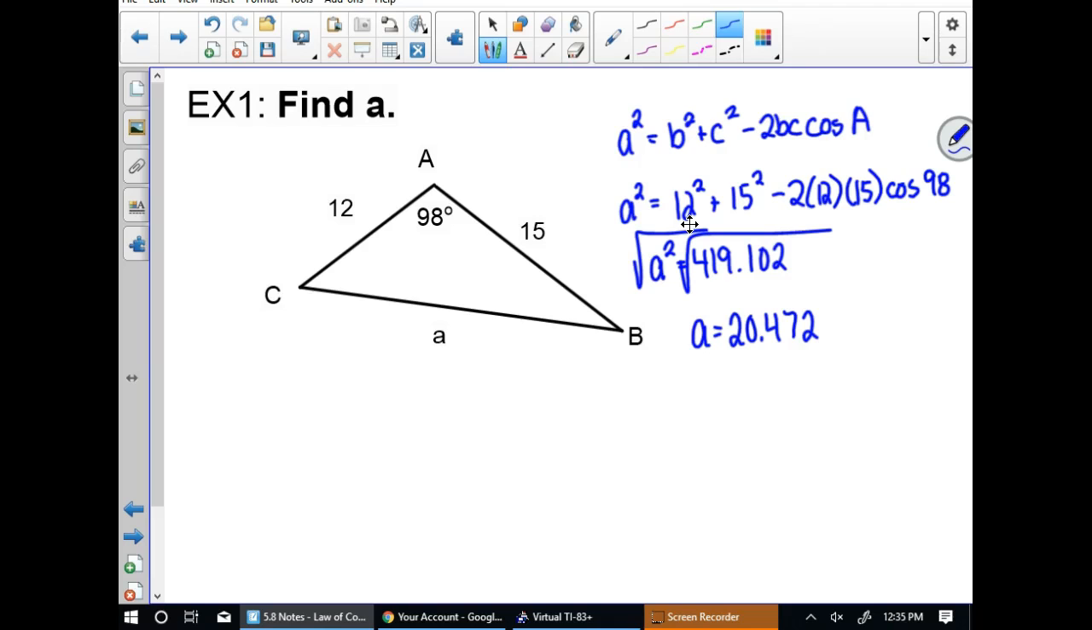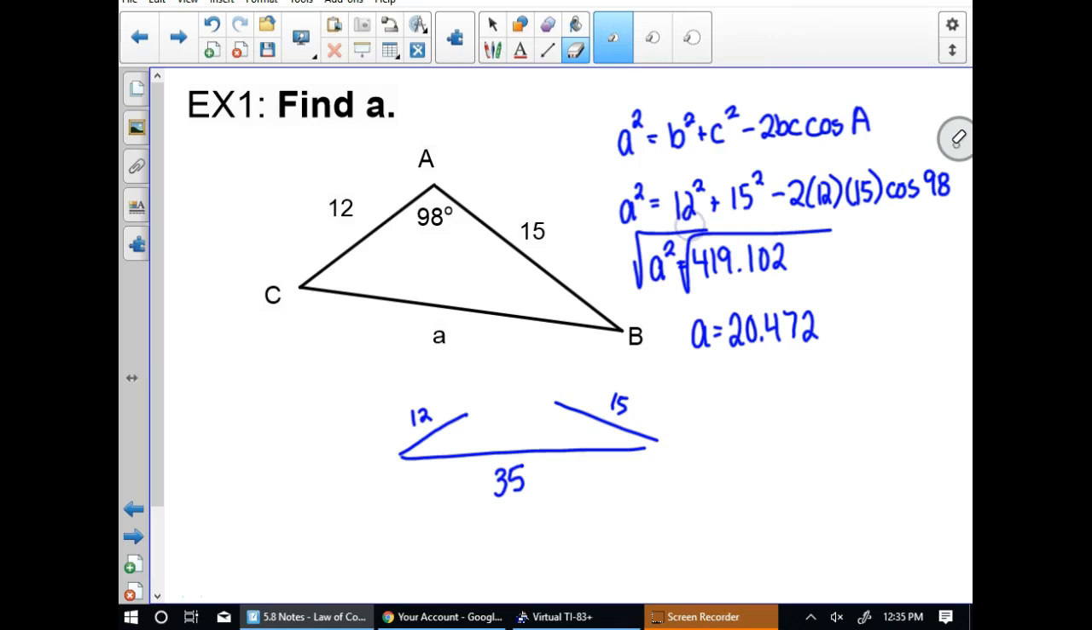But if you had this side was 35 and this side was 12 and this side was 15, they would never meet in the middle, right? Even if you hinged them down here, they're not going to touch. So if you add the two smaller sides together, the third side has to be smaller than that. So that's a good way to check to make sure what you've got is reasonable.